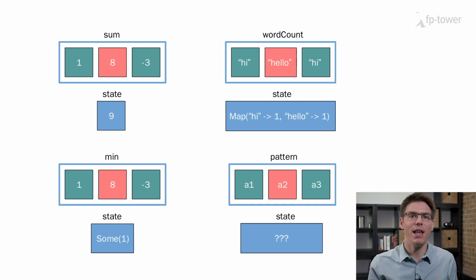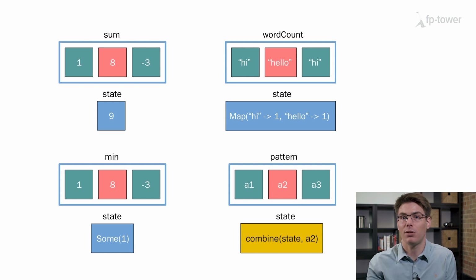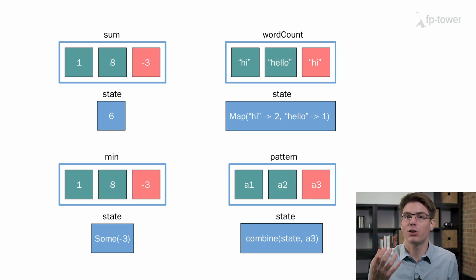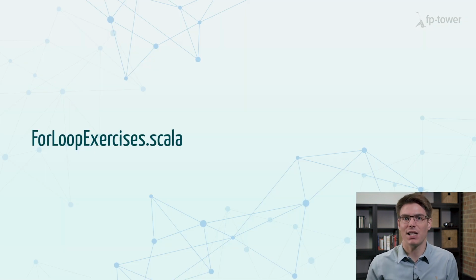So now we start to see a pattern. In both cases, we took the current value of the internal state and we combined it with the element of the list that we are processing. So let's assume we have a combine function as an input of pattern, and we call it with the current state and A2. Finally, we'll repeat this process for the last element of each list. So state becomes combine(state, A3). Does that make sense? Okay, so let's go back to the exercise file and summarize what we learned.